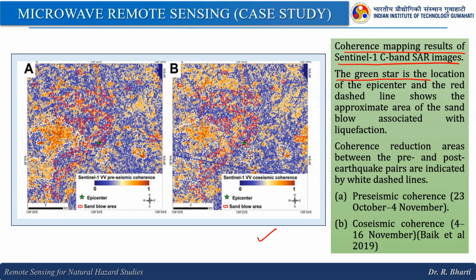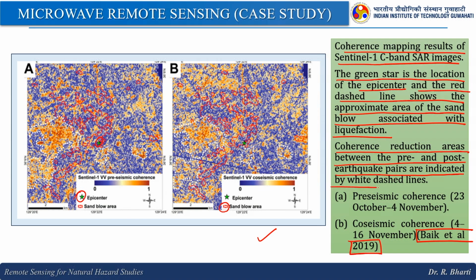The green stars here are the locations of the epicenter, and the red dashed line shows the approximate areas of the sand blow associated with liquefaction. So, this is the sand blow area. In this particular paper they have nicely explained this process. Coherence reduction areas between the pre and post earthquake pairs are indicated by white dashed lines, right. So, here you can see some of the white dashed lines.